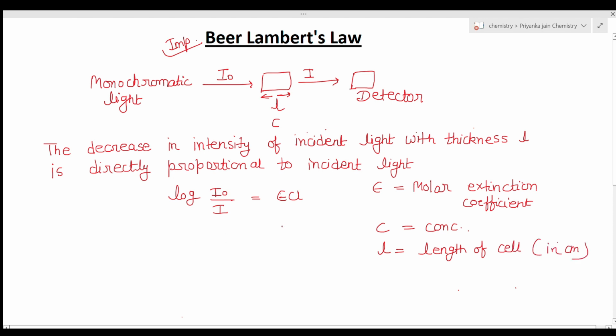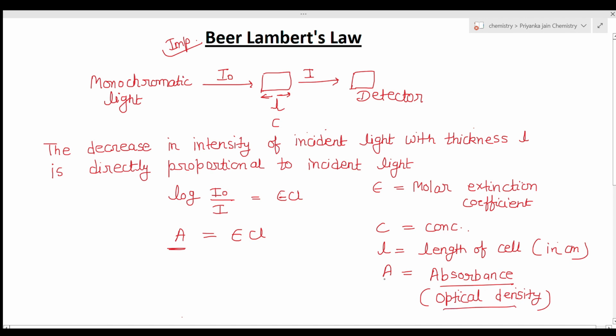Actually, this log I naught upon I is represented as absorbance. A is equal to epsilon CL. This A is called the absorbance or absorptivity. Sometimes we use one more term for it, that is optical density. So in question papers, you can see either absorbance or optical density. Both are the same, both are represented by A. So A is equal to epsilon CL.